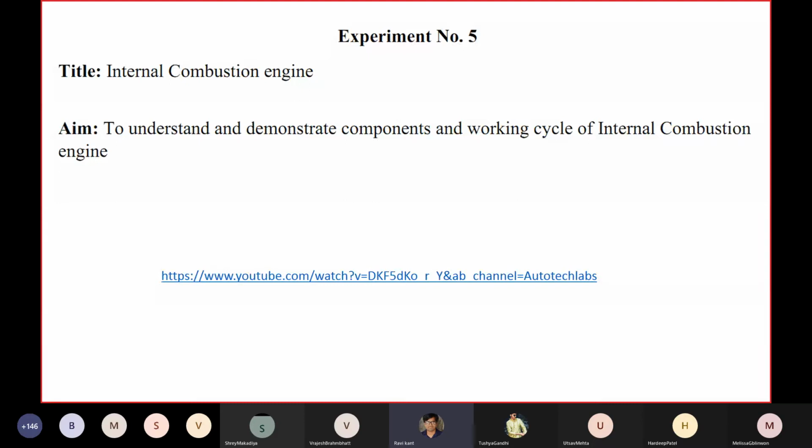So today we are going to do experiment number 5 in the EME lab, and the title of this experiment is internal combustion engine, also known as IC engine. I agree that you are from diverse backgrounds, not from a core mechanical engineering background. So I'll take things slowly, and I'll not impose anything quickly on you.